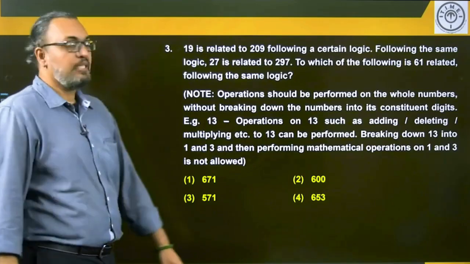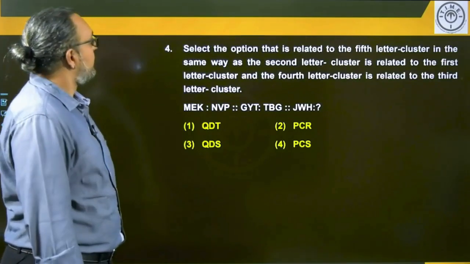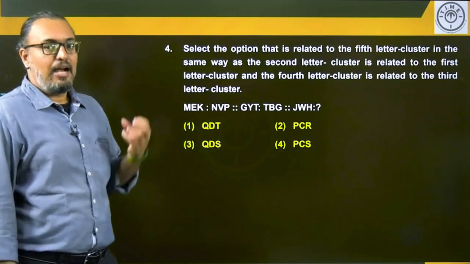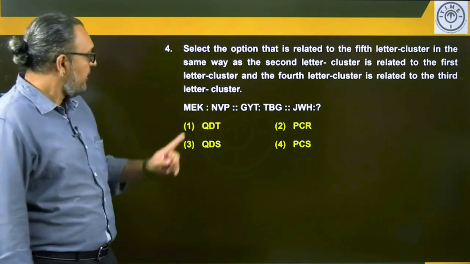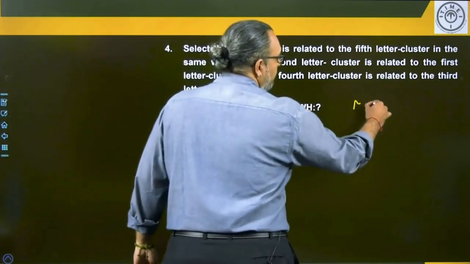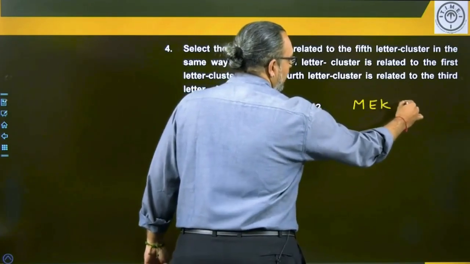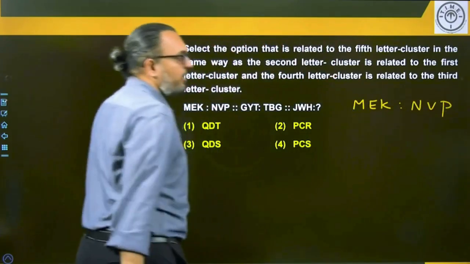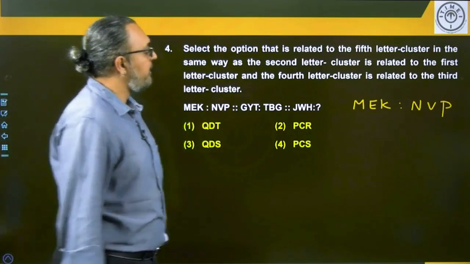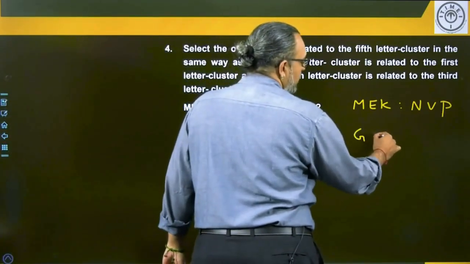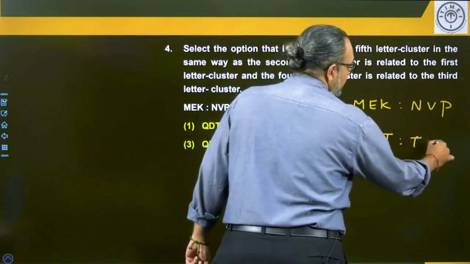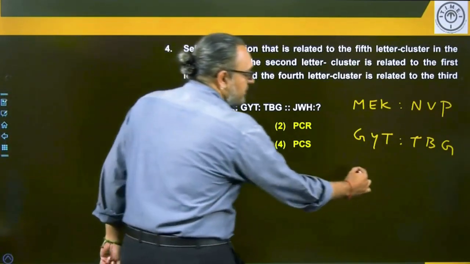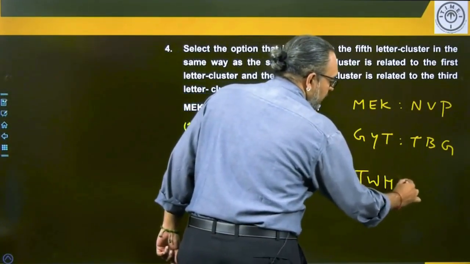Okay. Next. Now, we have a letter analogy. We had number, now we have letter analogy. Now, here if you look at, we have MEK is related to NVP. This is one pair we have. Then we have GYT is TBG. Now, he is asking what is JWH related to.